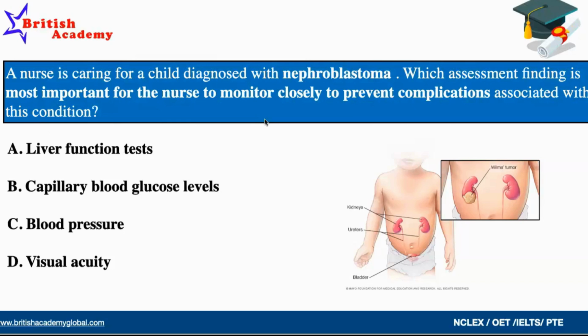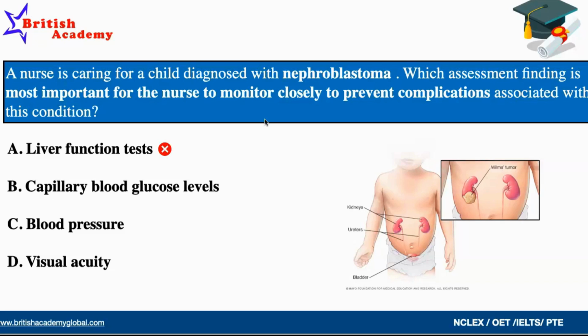So now if you look at this question, you know this question is about nephroblastoma. You know the finding that you can see in this question. There are four options, asking which is the most important for the nurse to monitor. If you read between the lines, you need to understand that the question is about what is most important. First option says liver function test. Second option says capillary blood glucose levels. Third one says blood pressure. D says visual acuity.